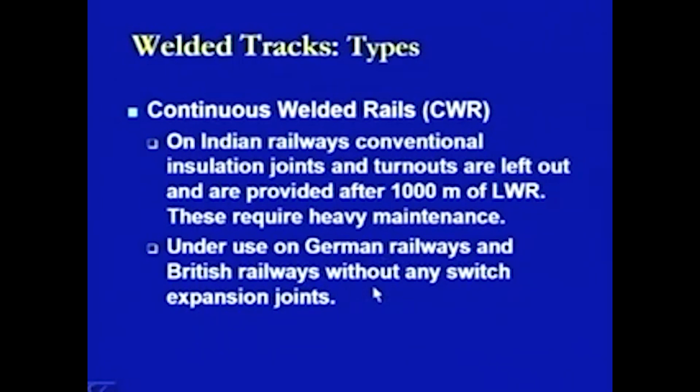Then these continuous welded rail sections have been used on the German railways and British railways without any switch expansion joints, which are provided in the case of LWR, as we have discussed, after every 1000 meters. In this case the sections run from one station to the other station throughout without any switch expansion joints.